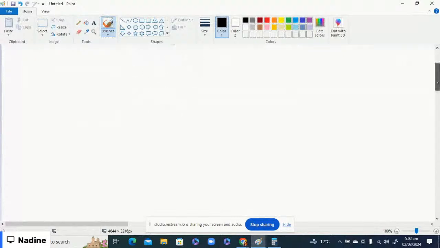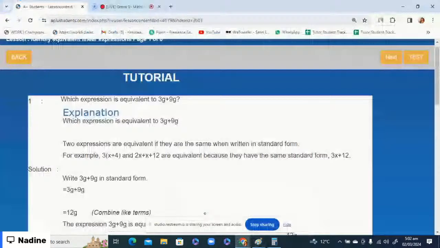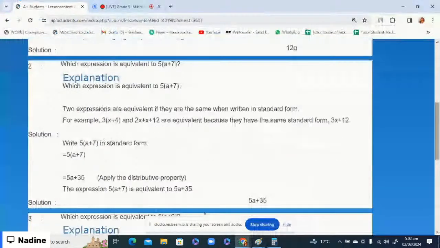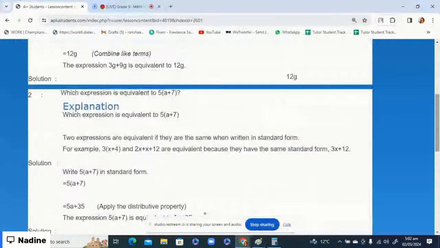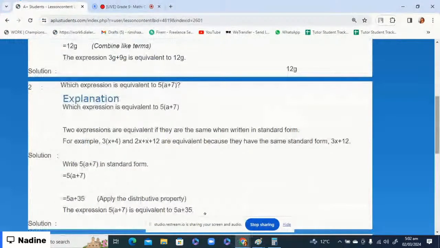For example, if I write 20x plus 3x, what is the answer for that? 20 plus 3, which is 23x. Okay, and this kind of expression. Now let's do which expression is equivalent to 5 into a plus 7.